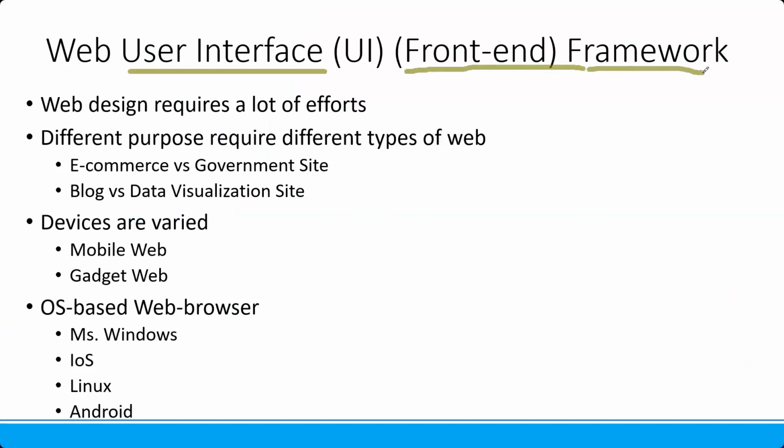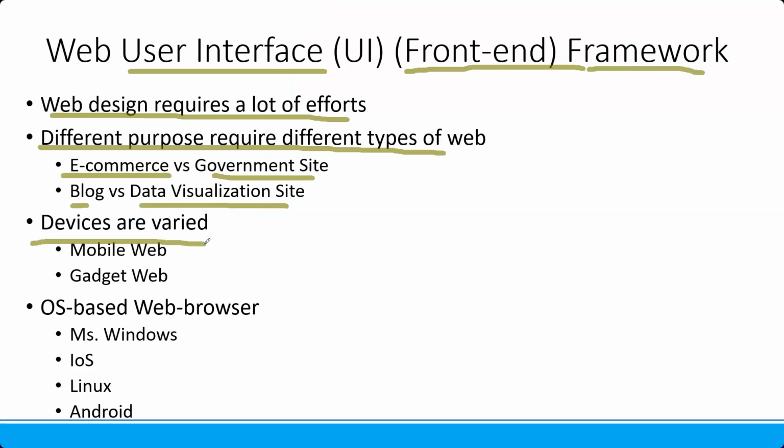UI, or user interface, is sometimes called the front end. Now there are many frameworks that we can use. Web design requires a lot of effort, and different purposes require different types of web. If you are building for e-commerce, of course it is different from a government site. If you are making a blog, of course it is different from data visualization. So different purposes will have different interfaces. And the devices also vary. Sometimes people want to use mobile, sometimes other gadgets, etc.